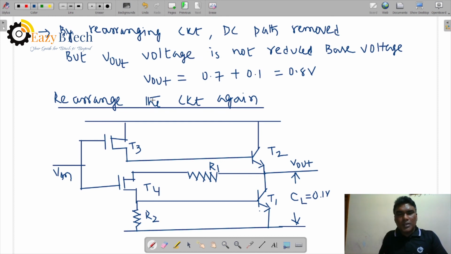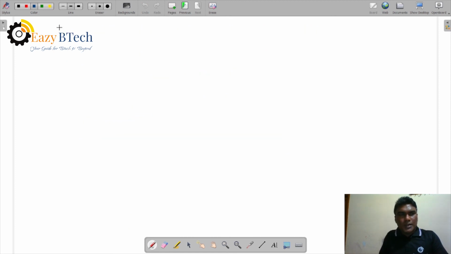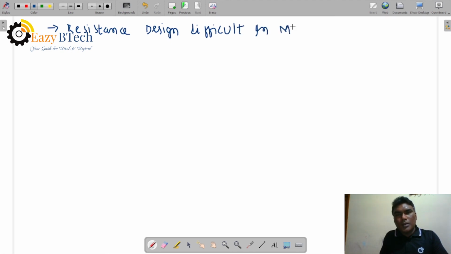So what happens after rearranging this? Resistance design is difficult in a MOS transistor. That is the drawback in the previous circuit. Even though the output voltage is reduced from 0.8 to 0.1, resistance design is difficult in a MOS transistor.